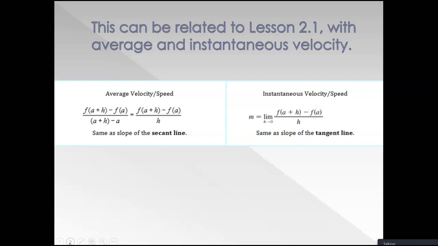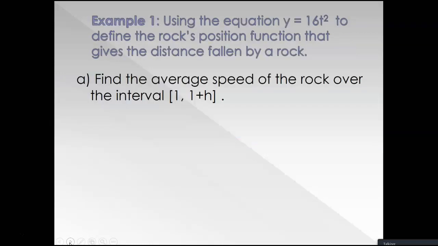So let's go back and end with the example we started with. We started chapter 2, the very first example, with y equals 16t squared. And we talked about the average speed of the rock, but we didn't talk about a general interval. We talked about an interval from like 1 second to 2 seconds. And then we talked about the interval from 1 second to like 1.1 seconds. We got infinitely closer to the instantaneous speed. Let's talk about it in general.